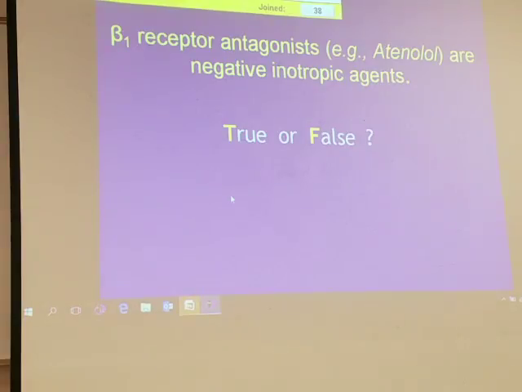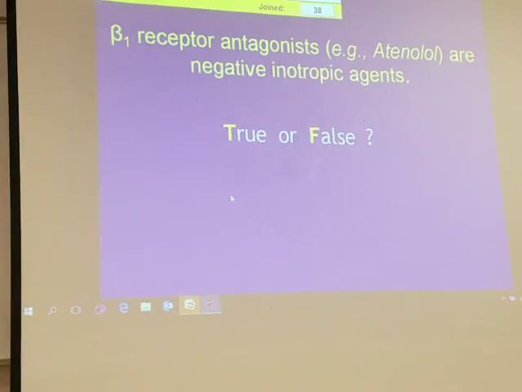I'll start broad. What's an inotropic agent? A chemical or condition that affects contractility, right? That leads to a stronger or weaker contraction. What would you call a chemical that affects rate of contractions, heart rate? Chronotropic agent. So if inotropy refers to strength, then positive would be stronger and negative would be weaker.